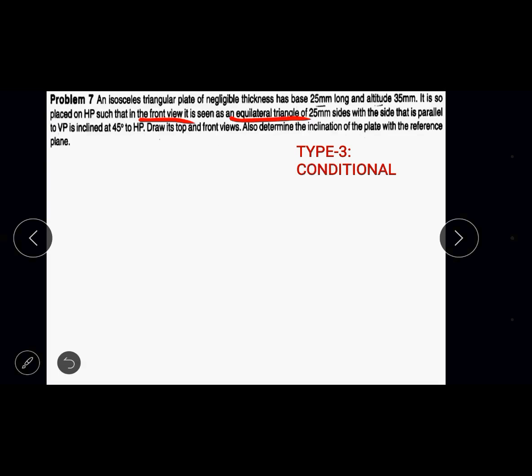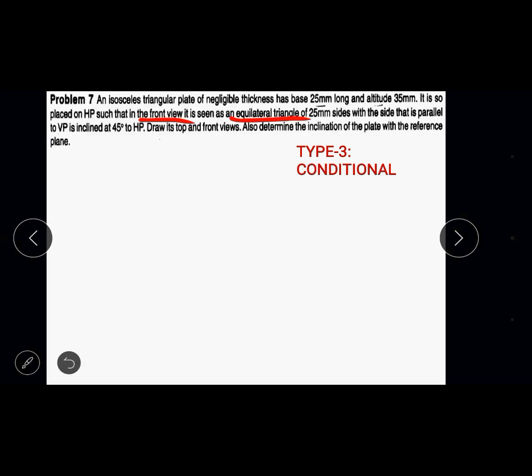If you rotate the isosceles triangle to a certain VP angle, it will get reduced to an equilateral triangle. So the irregular lamina will be in the form of an equilateral triangle. That is given in this statement. So it is clear that it is VP resting, not HP resting; it belongs to category 2. So you have to go for VP resting. What is the first step? First, you will place the isosceles triangular lamina.